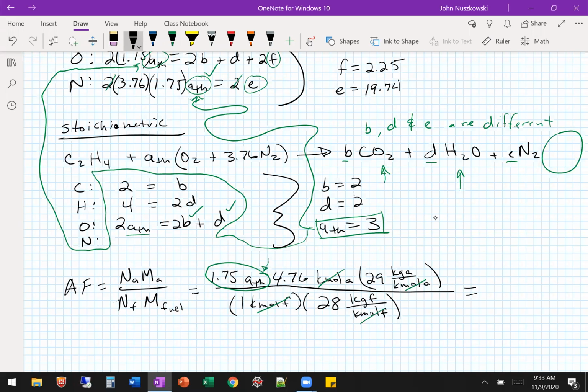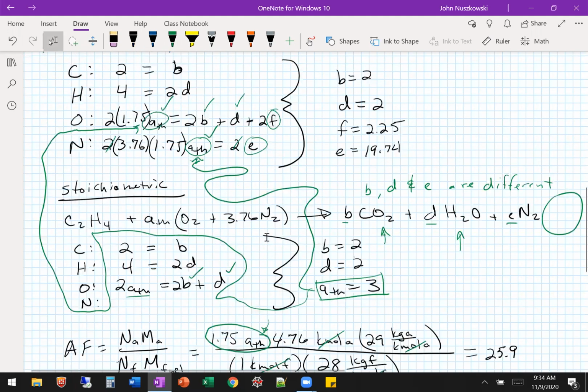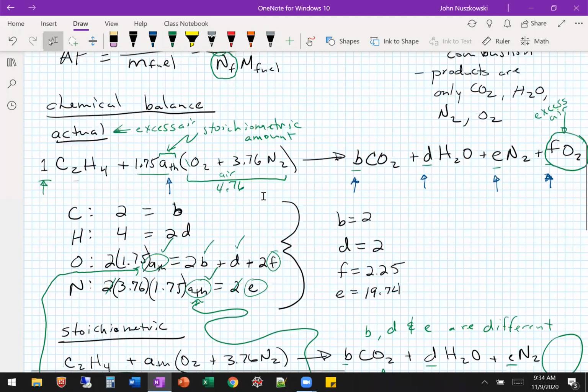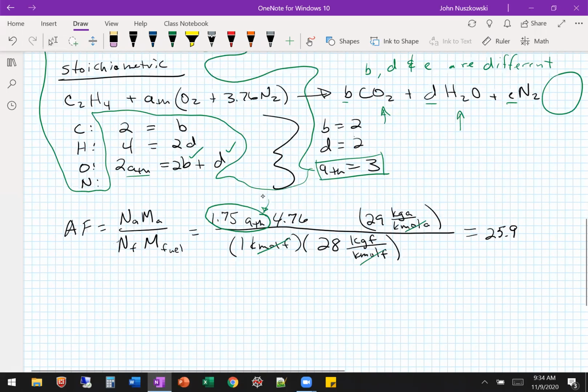All right, so if we crunch the numbers, we get 25.9. I keep doing this in these English problems. I have an English problem, and all this stuff that I wrote should be in English units for the ratio. So this should be pound mass of fuel, pound mole of fuel. This should be pound mass of air, pound mole of fuel. And then down here, the same thing, cancel kilograms.